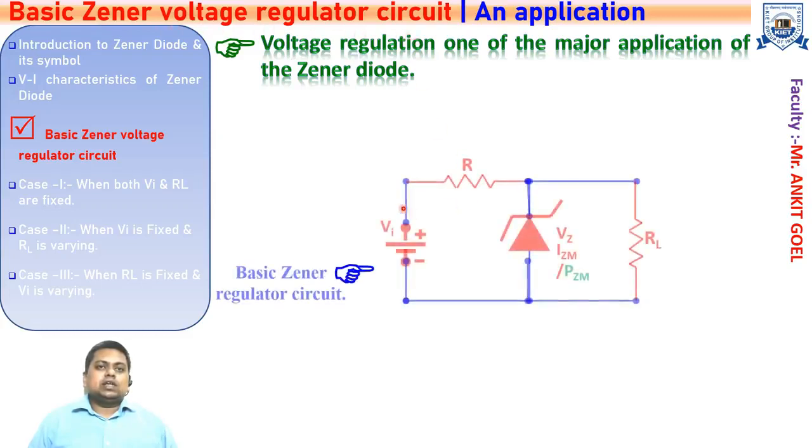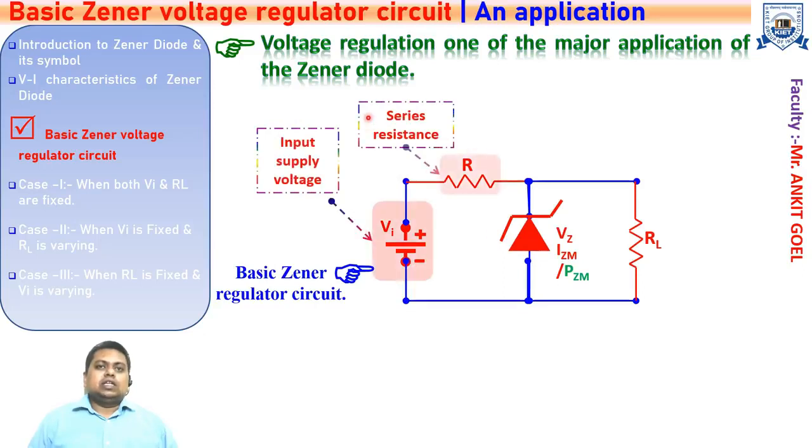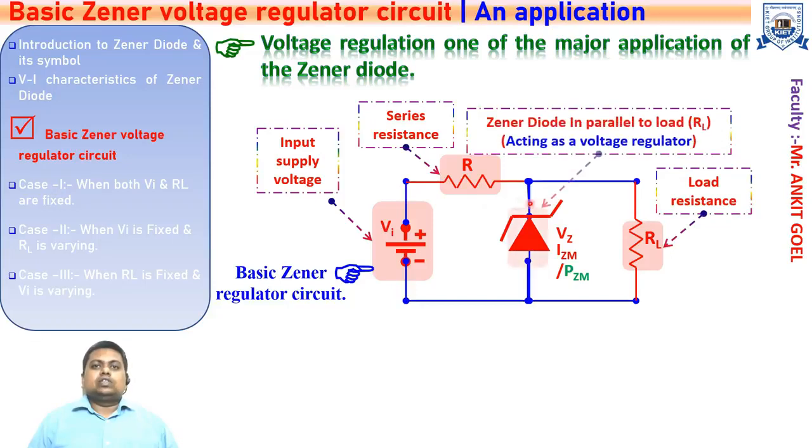Let's see. This is the basic Zener regulator circuit, in which this is your input voltage. This is the series resistance. This is the load resistance, and this is the Zener diode, which is put in parallel with the load resistance, and it will act as a voltage regulator. This Zener diode is also called a Zener diode as a shunt regulator, as it is kept in parallel or in shunt with the load resistance.